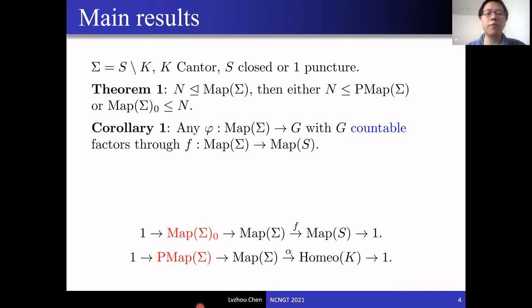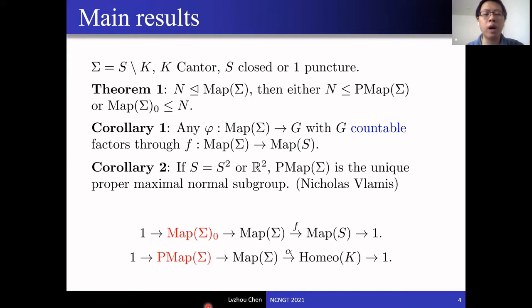First, if we consider an arbitrary homomorphism from the big mapping class group to a countable group, then it must factor through the forgetful map to the ordinary mapping class group. And the reason is that the kernel of the homomorphism phi must have a countable index, so it must contain the kernel of the forgetful map. So this tells us that any homomorphism to a countable group actually comes from a homomorphism from the ordinary mapping class group to that countable group.